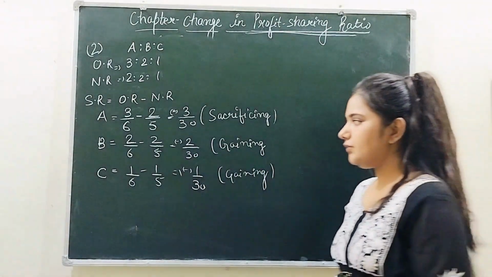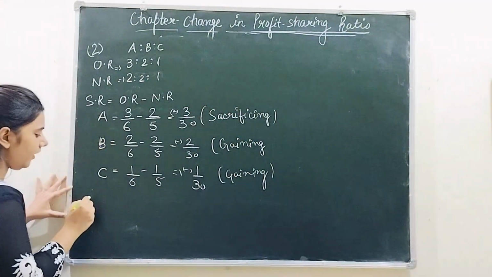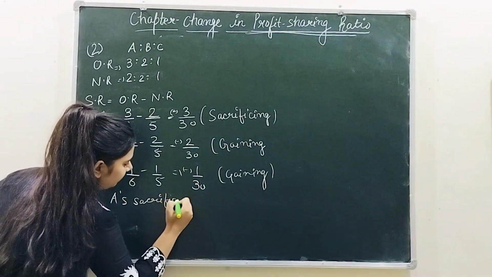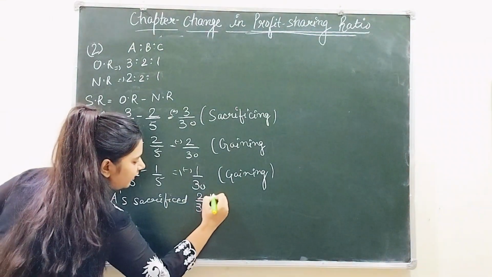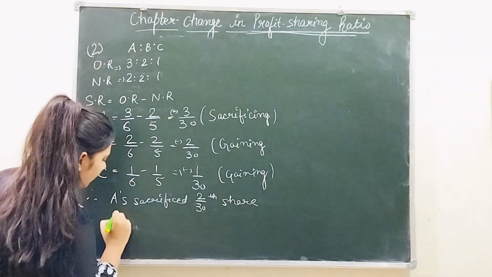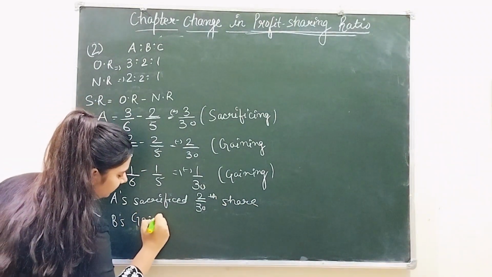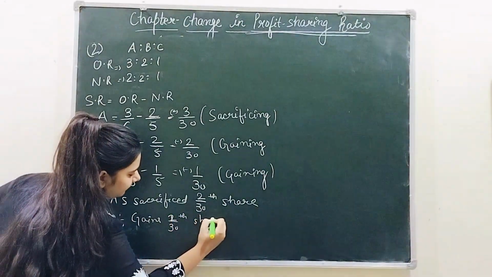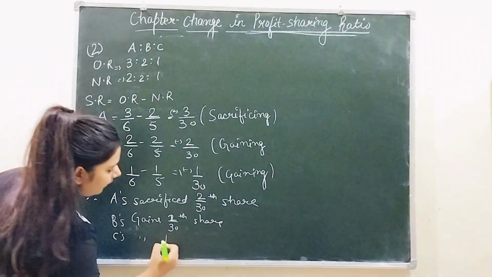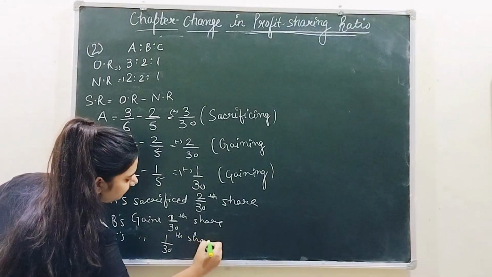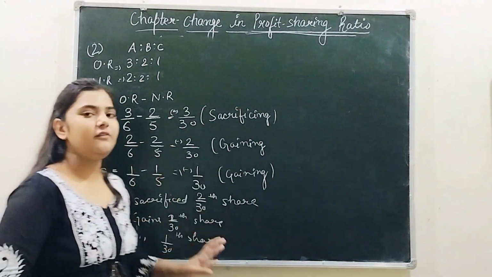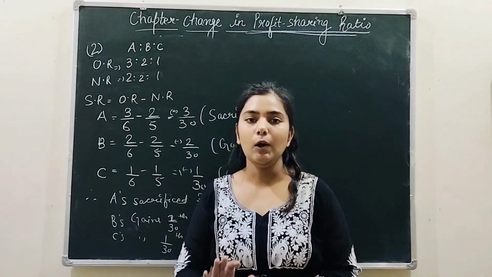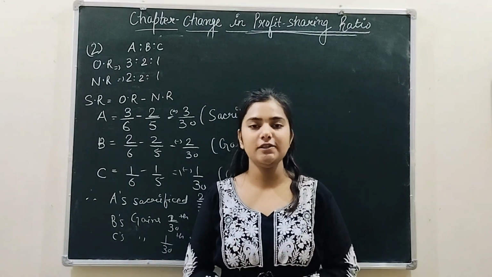So now there is a conclusion. How do you have to write a conclusion? You have to write that partner A sacrifices 3/30th share. Okay? Partner B gains 2/30th share. Similarly, C gains 1/30th share. So this is how you have to solve these questions. This is the answer of your question. You have to summarize after solving the question. I hope that after solving these two questions, the concept is much more clear to you.